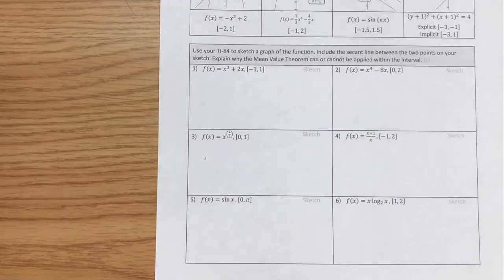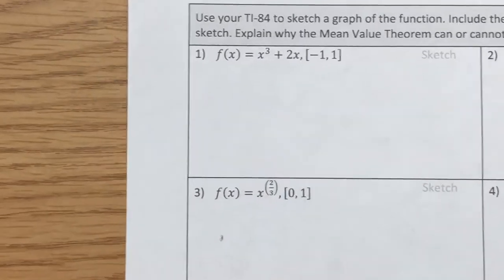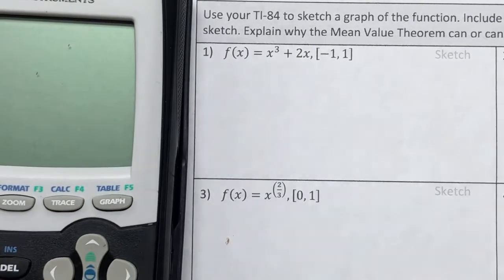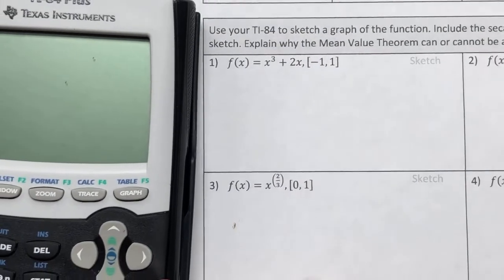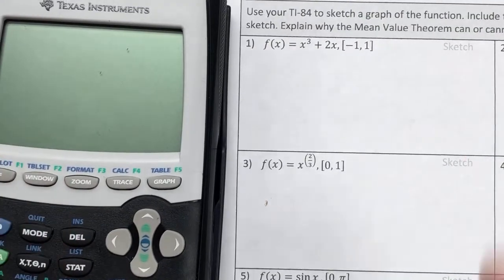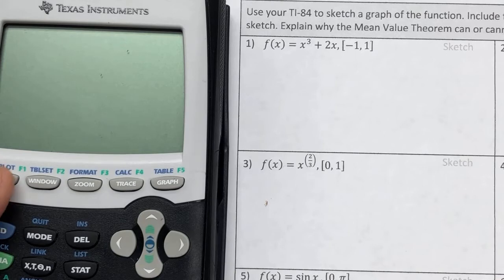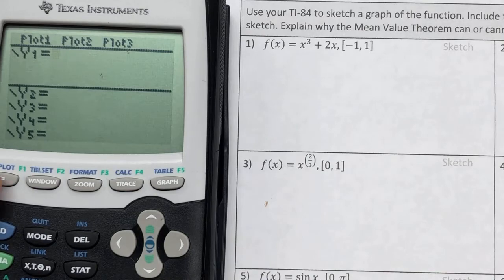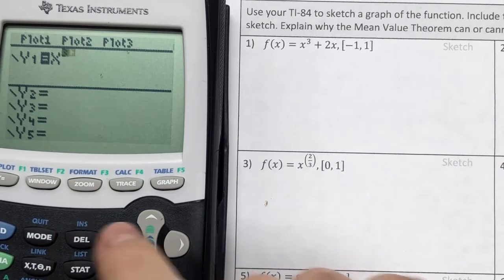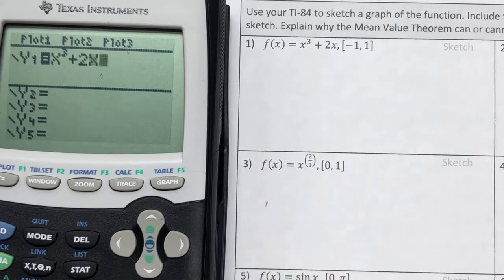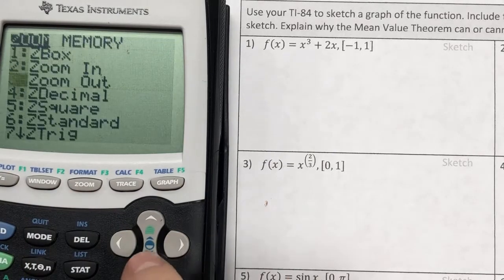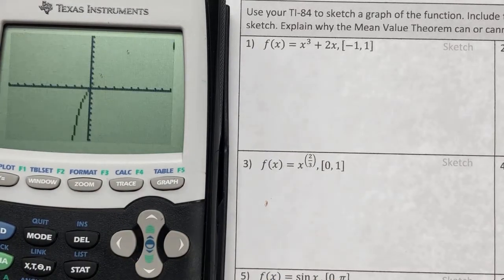So for number 1, we're asked to sketch a graph using our TI-84. So what I'm going to do is pop this over here. Let's zoom out just a bit. We're going to sketch a graph using this value from -1 to 1. So the first thing I'm going to do is clear everything that I've got going on right here. And I'm going to say x to the power of 3 plus 2x. Okay, so now that I have that in my calculator, I'm going to set zoom standard and see what the graph looks like.